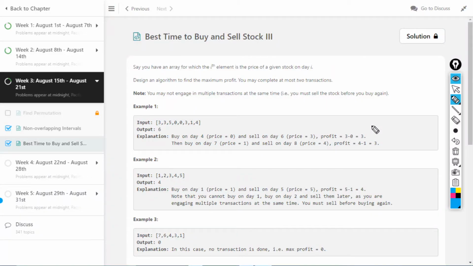So in this video we will discuss the 16th question of the LeetCode August challenge. Our question is Best Time to Buy and Sell Stock III. I have discussed the second part of this also. That part was a bit more tough according to me.